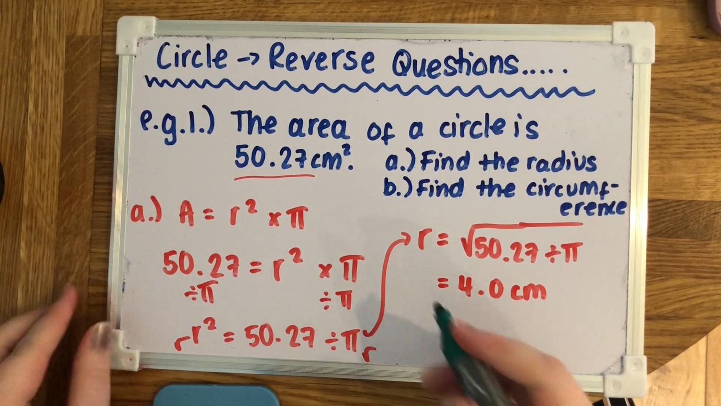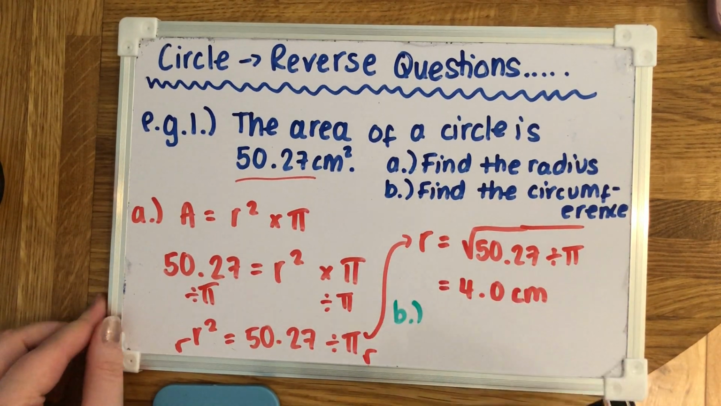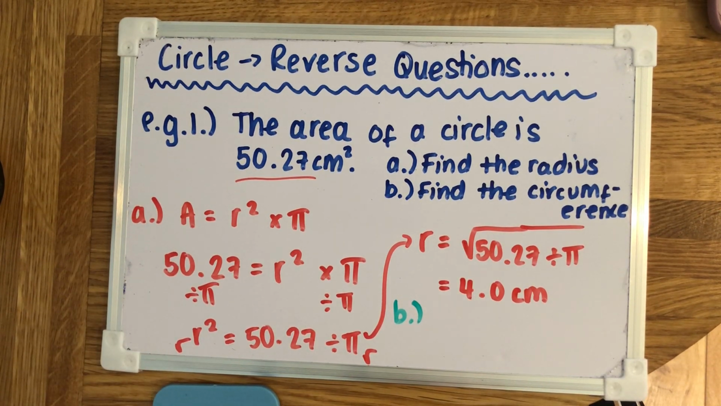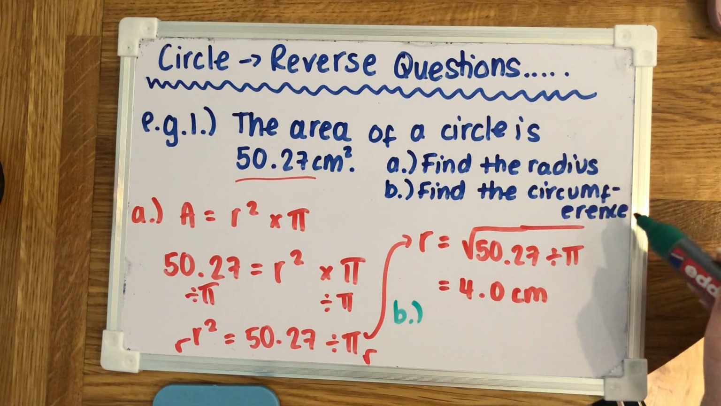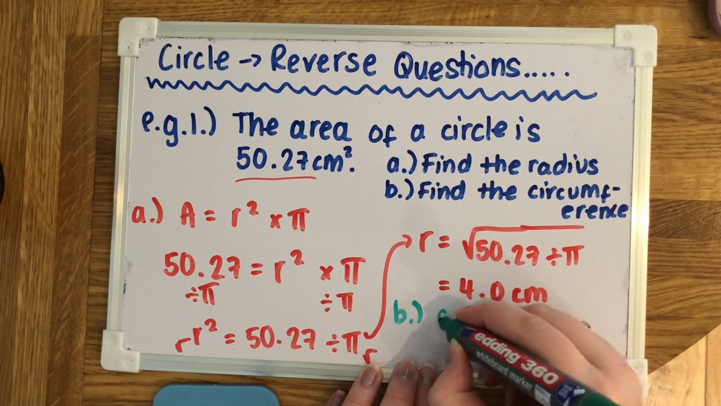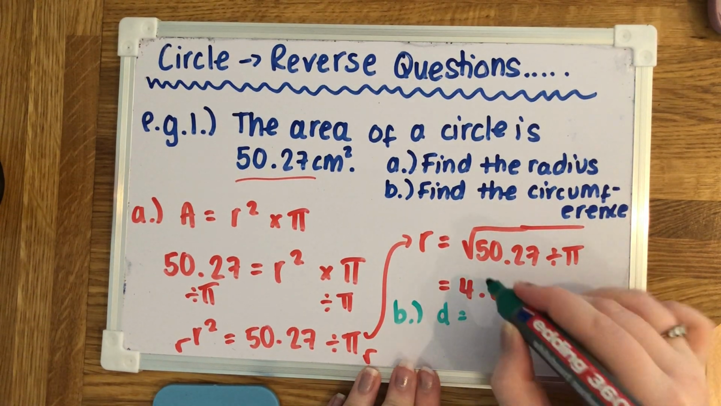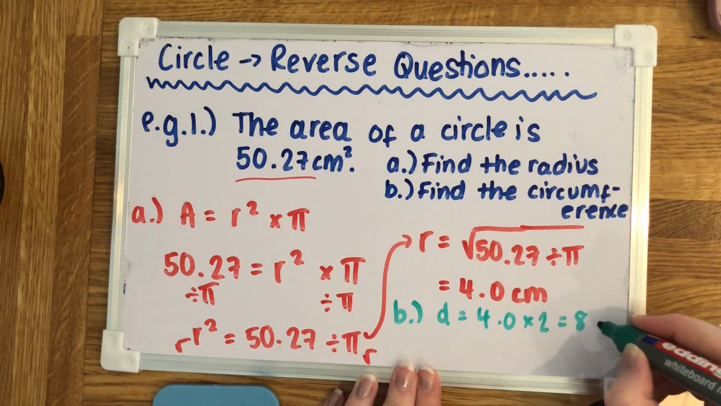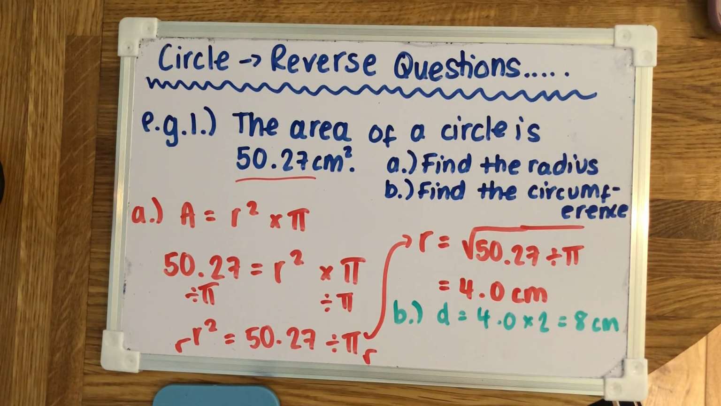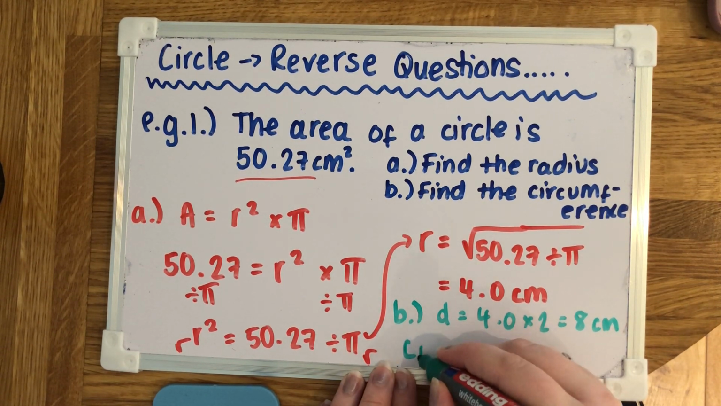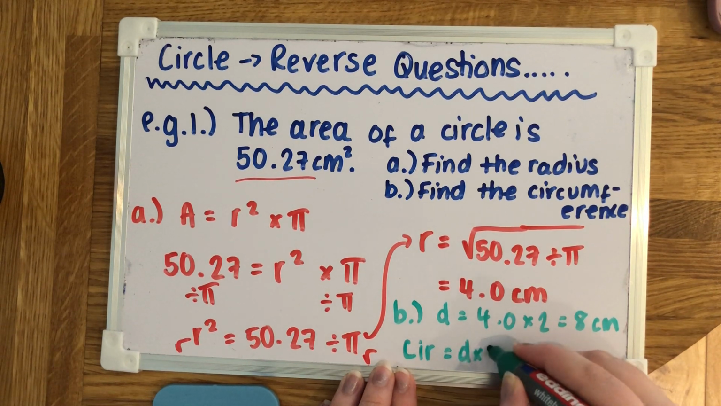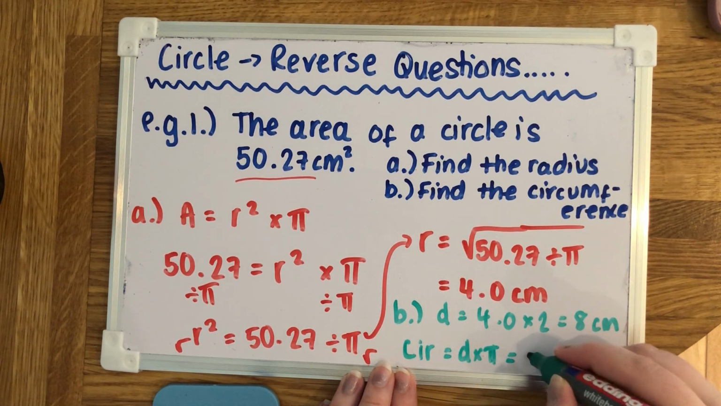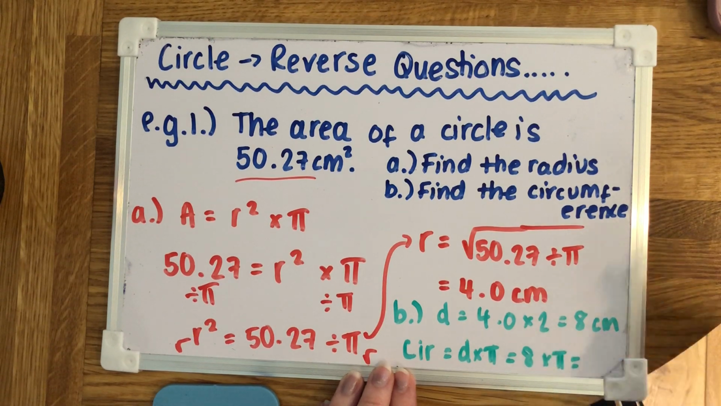So part B, I've got to try and squeeze in. I'll do it in a different colour to help you. So we need to now find the circumference. Now we know what the radius is because we've just worked it out, but for the circumference we actually need the diameter, so I'm going to work out that first. So the diameter is the radius times by 2, so 4.0 times by 2, which is just 8.0, or I'm just going to leave it as 8. Then we need to work out what the circumference is. The circumference is the diameter times pi. Now we know the diameter is 8, and then we just times it by pi.